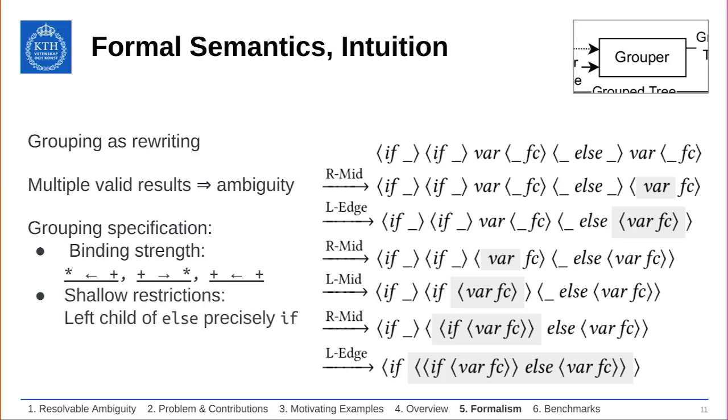Then we have something that we're calling shallow restrictions. And with this we can say things like the left child of else must be precisely an if. It can't be a number, it can't be addition, it can't be a grouped expression, so it can't be parentheses. It must be exactly an if. The if can have other children, but the root node of the left child of an else must be an if. And this lets us keep the mapping between if and else through the grouper until we merge later on.